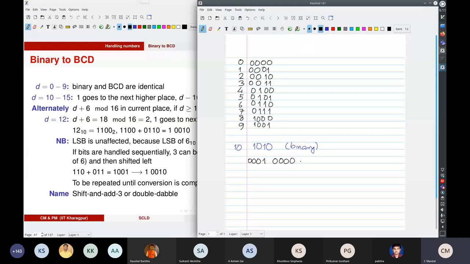So what you see is that suppose you add 6 to this. What you get really is 16. And if you look at this, actually the whole thing is really 16. Okay, this is 16. So one way you can convert this is by adding 6.